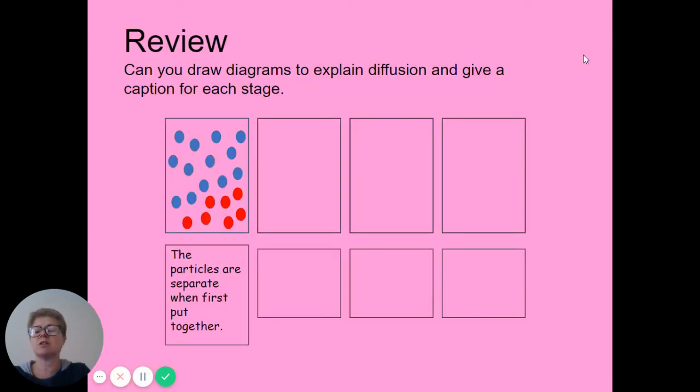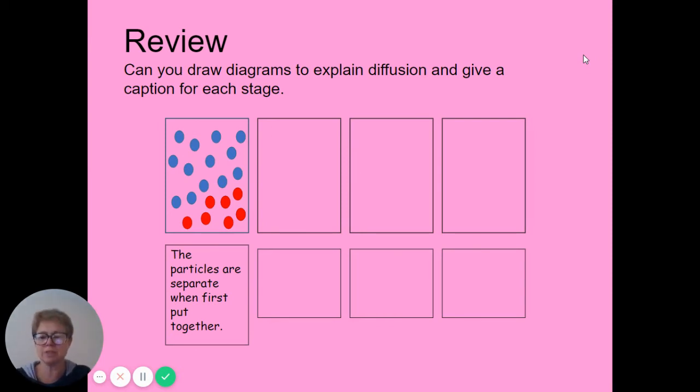Okay, you've got a little task to do now. I want you, please, in your books or on paper, whatever you're using, to do almost like a little storyboard showing the process of diffusion. So the first boxes I've completed for you, we've got a diagram showing a high concentration of red particles compared to the blue. To start with, when we first put them together, the particles are separate. We've got two different substances there.